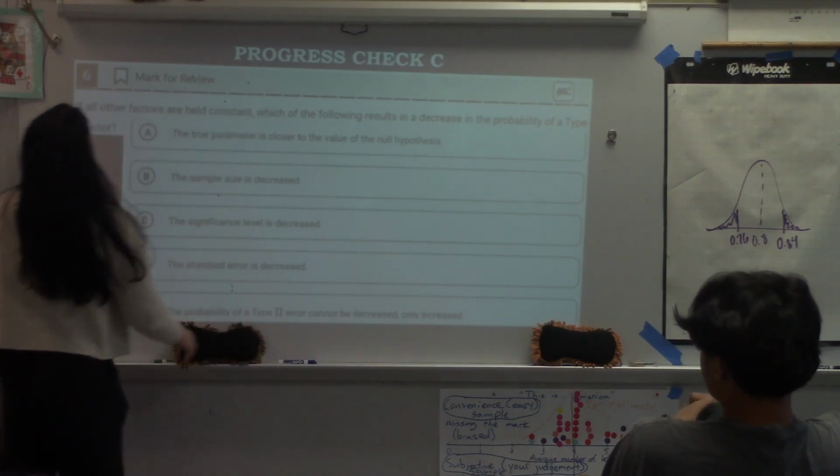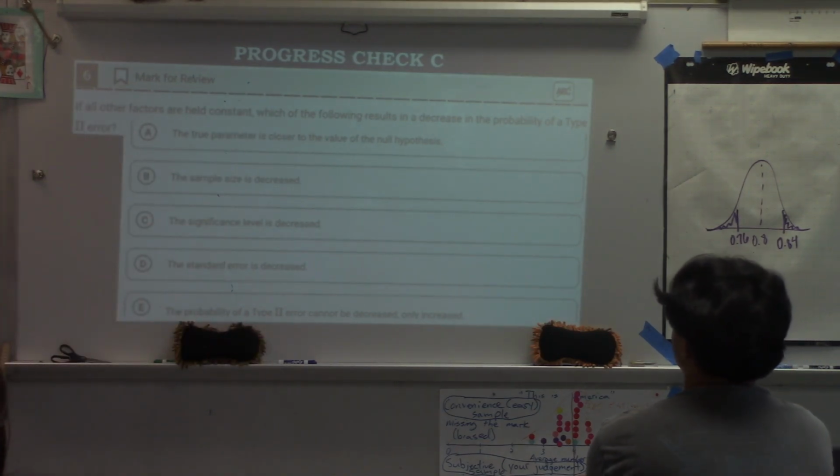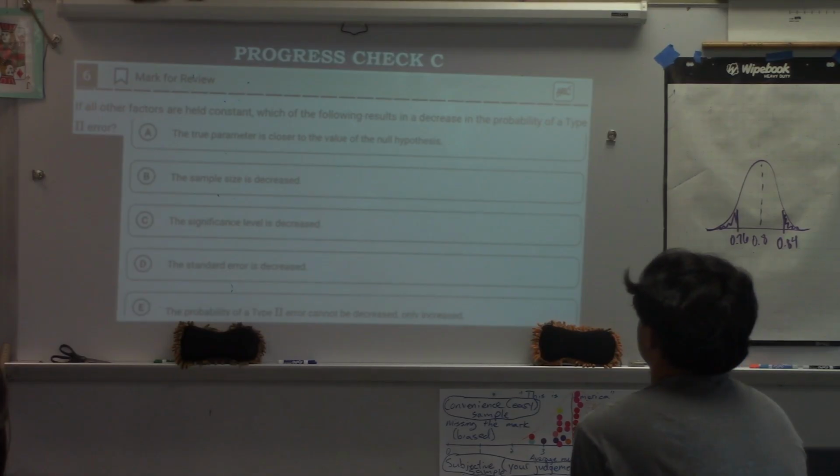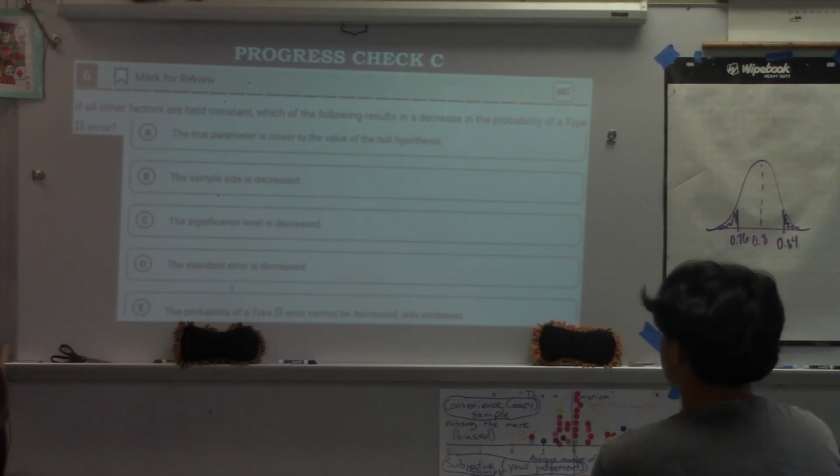Alright, if all other factors are held constant, which of the following results in a decrease in the probability of a type 2 error? So this is from last Wednesday and Thursday, I think?